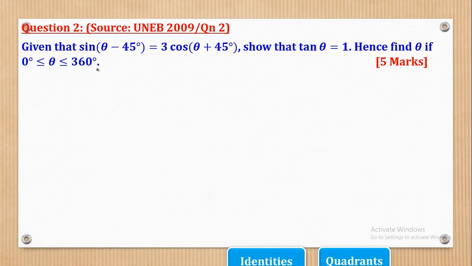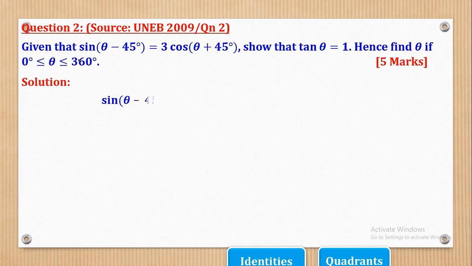So that was question 1. Now we shall go to question 2. Question 2 came from UNEB 2009, paper 1, question 2, and says, given that equation, show that tan theta is equal to 1, and hence find theta if theta ranges from 0 to 360 degrees.